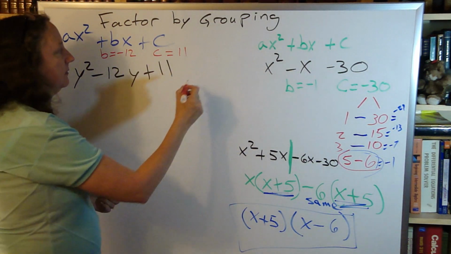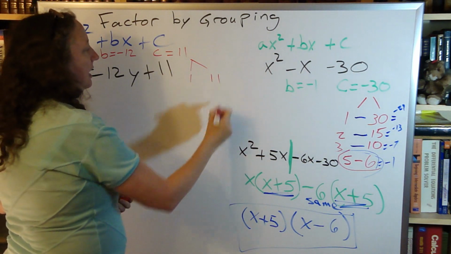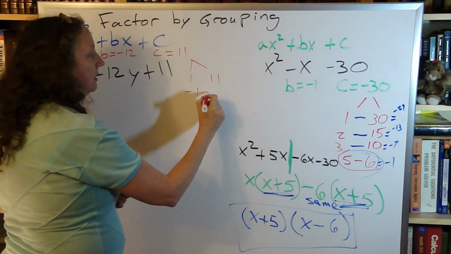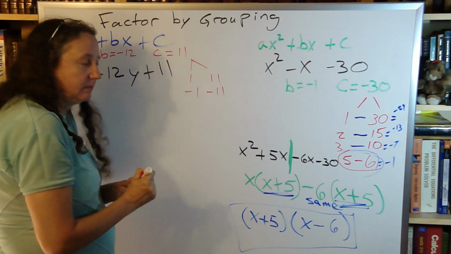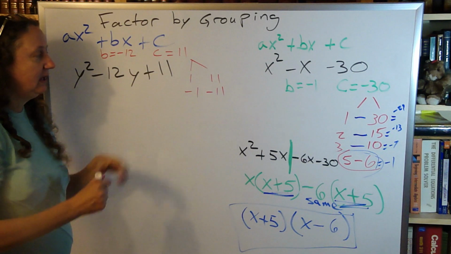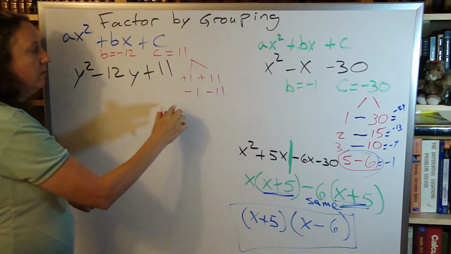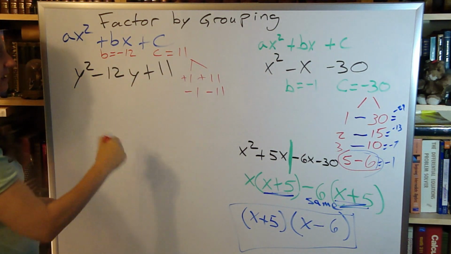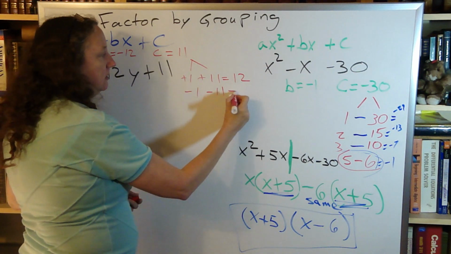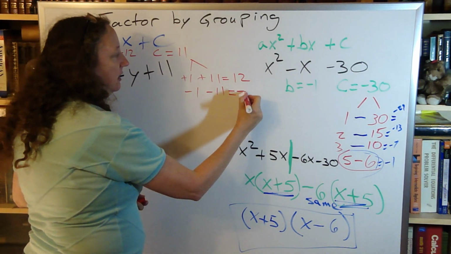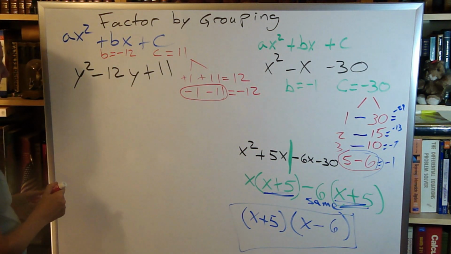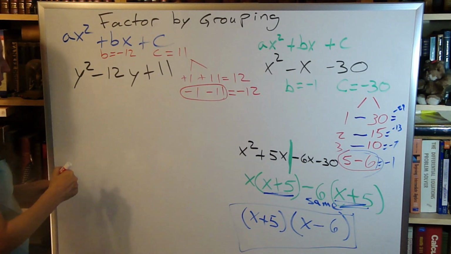Factors of 11, it's 1 and 11. Now that can either be positive 1 and positive 11, or negative 1 and negative 11. Either way, we want these sets of numbers, either 1 plus 11, or negative 1 minus 11, to add to negative 12. 1 plus 11 is 12. Negative 1 minus 11 is negative 12. So I am going to use negative numbers there, and I'm going to replace the minus 12 with that.